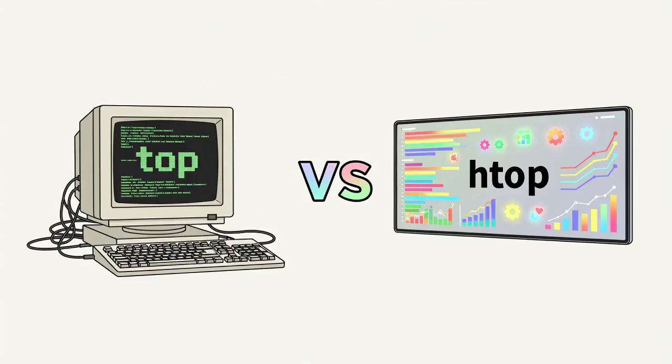Linux has two ways to peek inside a running system. The legendary top command and its colorful, upgraded cousin htop. Top is the original workhorse, a plain, monochrome terminal inherited from the 1980s Unix era. Htop is the same idea, reimagined as a modern dashboard with graphs, color-coded meters, and real-time updates.